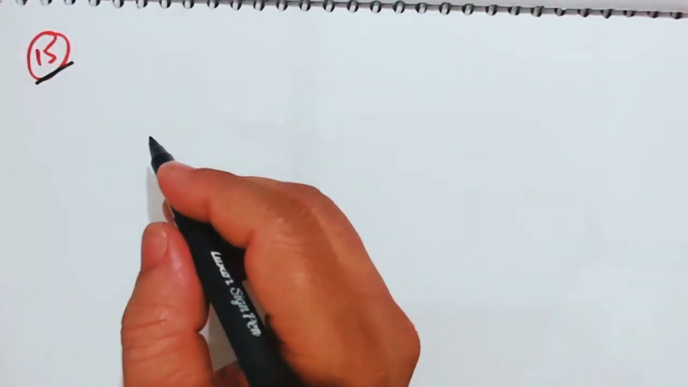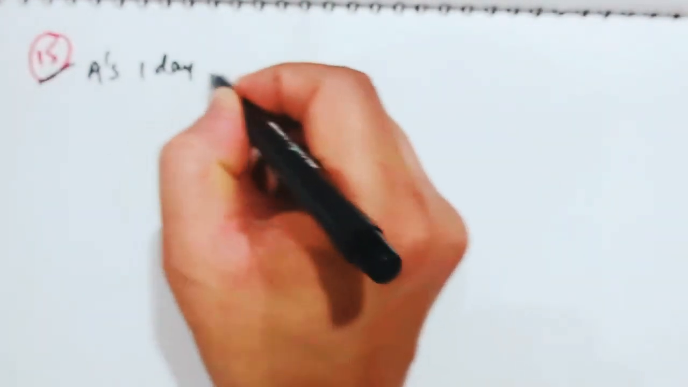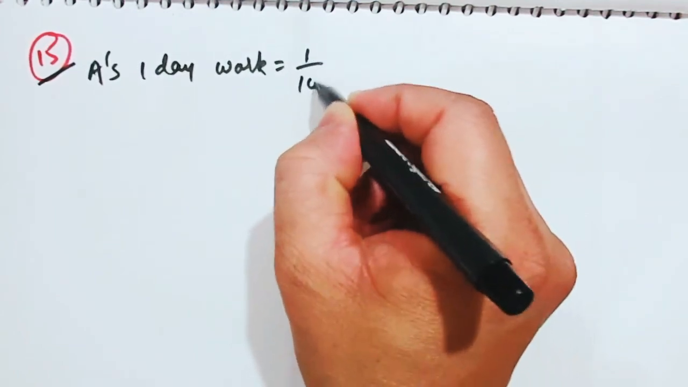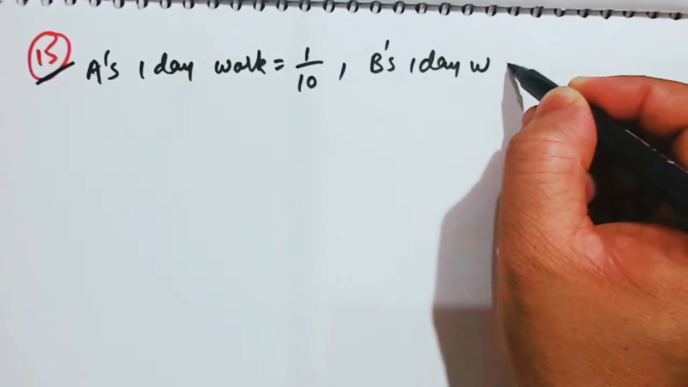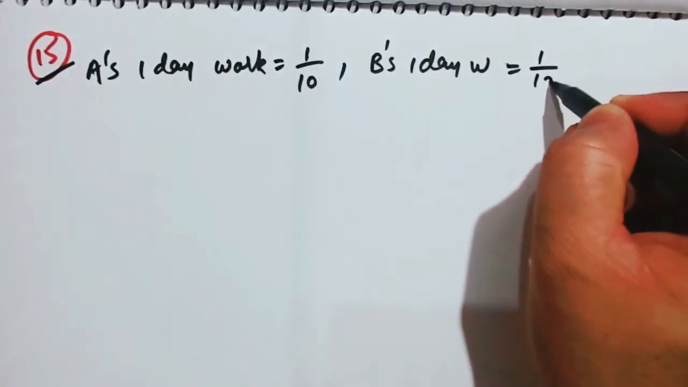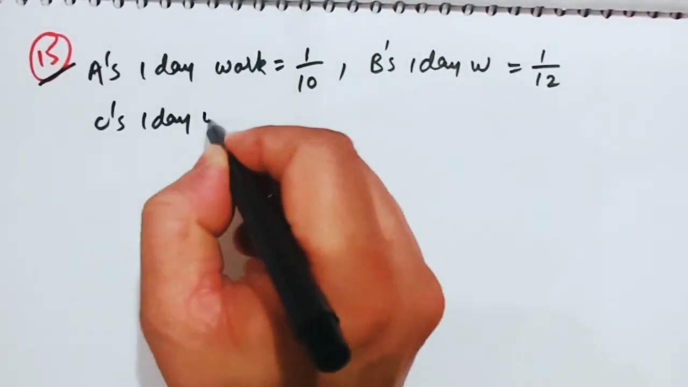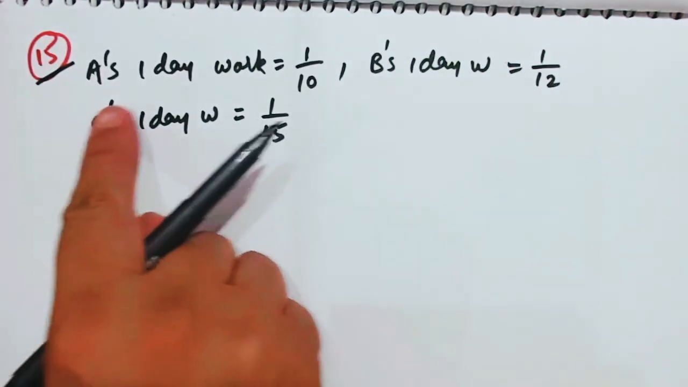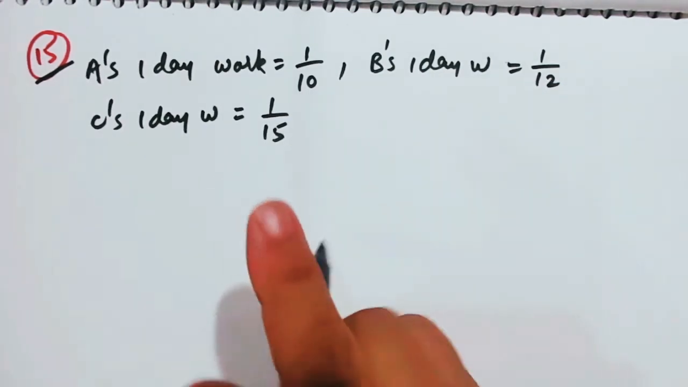That's it. A can do a piece of work in 10 days, B in 12 days, and C in 15 days. So come on, A's 1 day work is equal to how much? Will be equal to 1 by 10. B's 1 day work will be equal to 1 by 12, while C's 1 day work will be equal to 1 by 15. Okay, this is what they have given. A can complete a piece of work in 10 days, B in 12, C in 15 days.